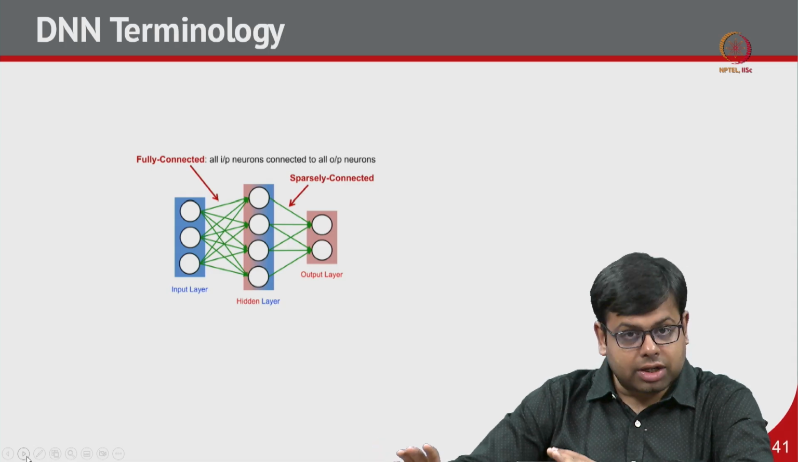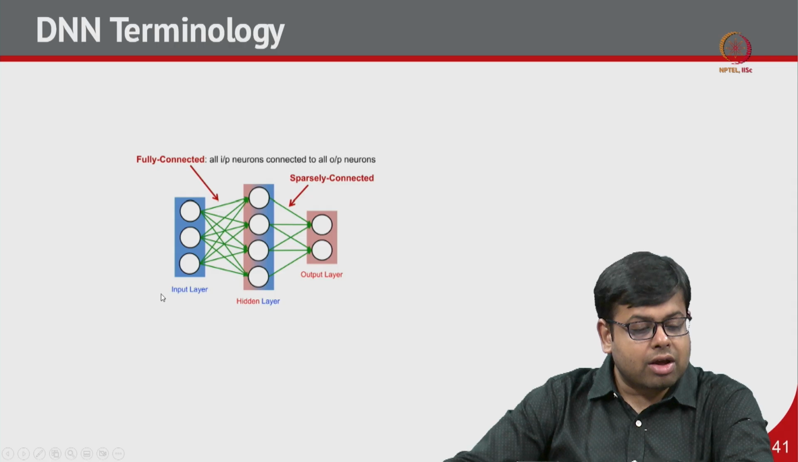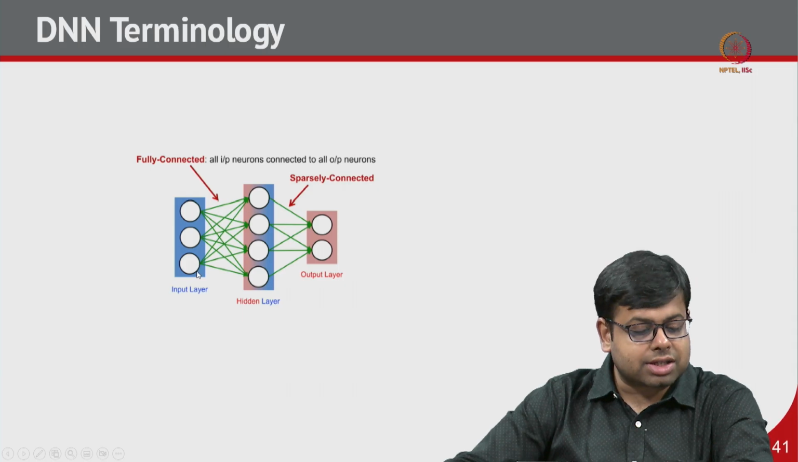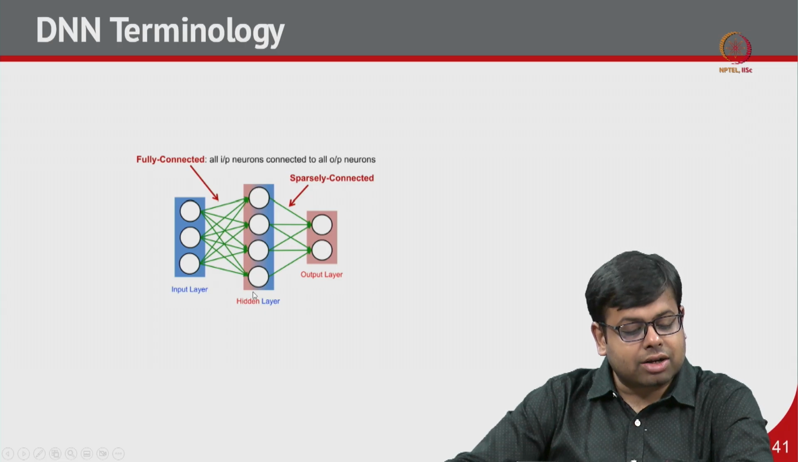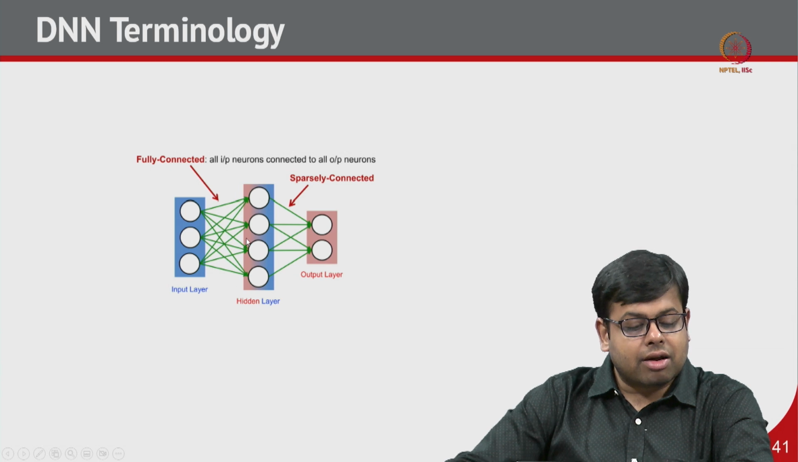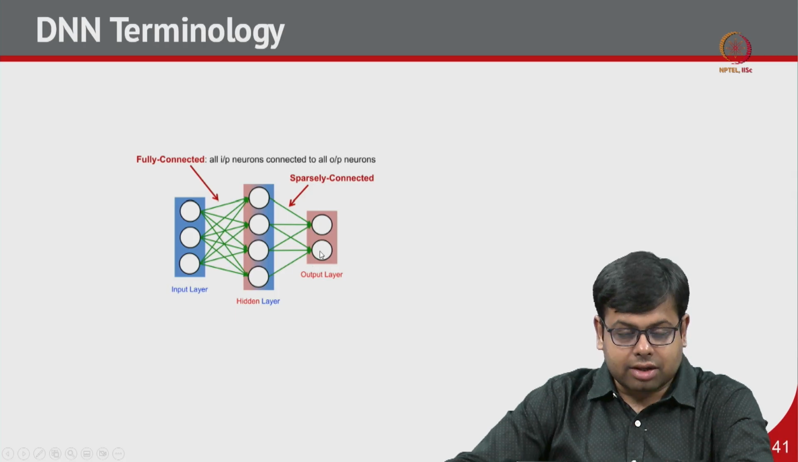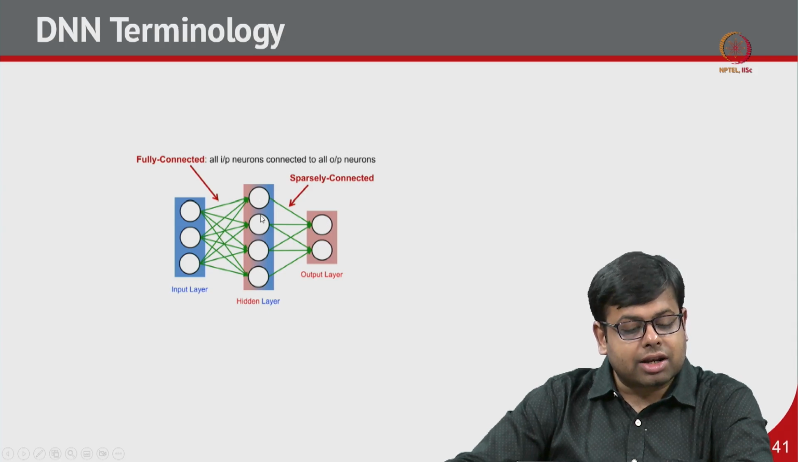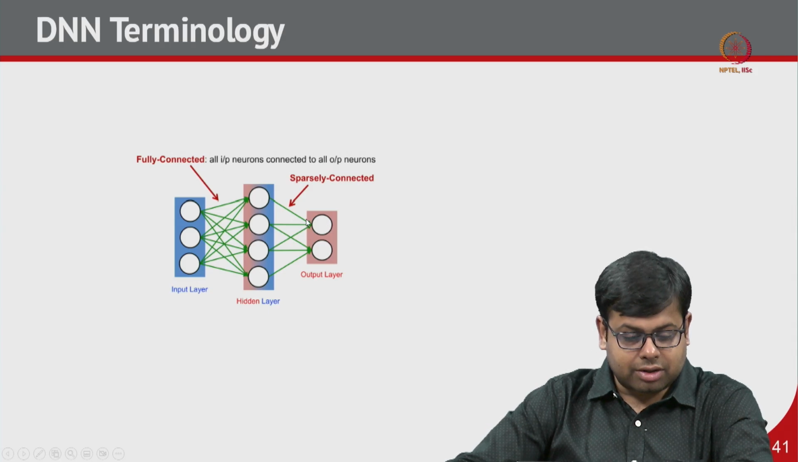There is something called a fully connected neural network. When we have a fully connected neural network, that means all input neurons are connected to all the output neurons. In this particular case, you can see that all the neurons in this input layer are connected to all the neurons in the hidden layer. So that means this is fully connected, but if you see this particular group of neurons in the output layer, not all the neurons in the hidden layer are connected to the output layer, right.